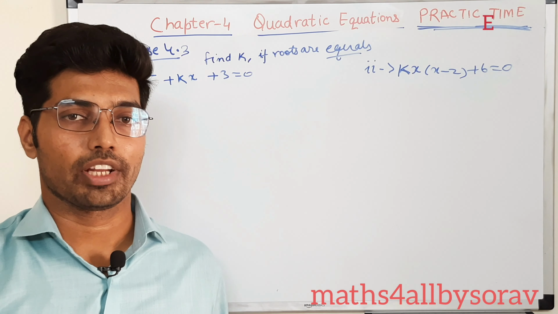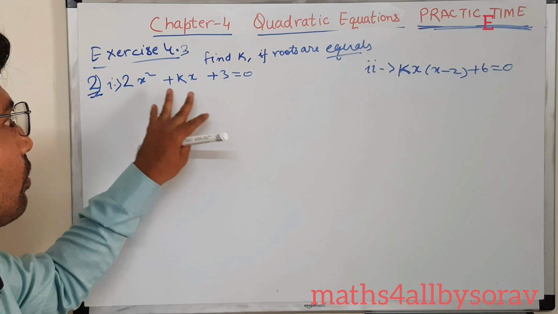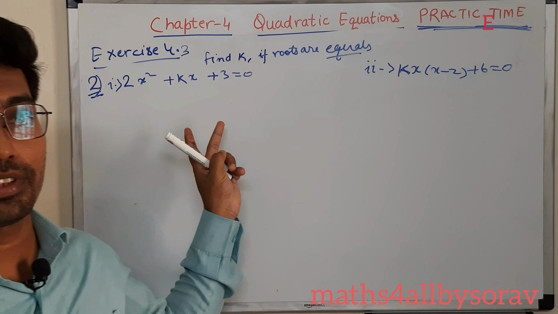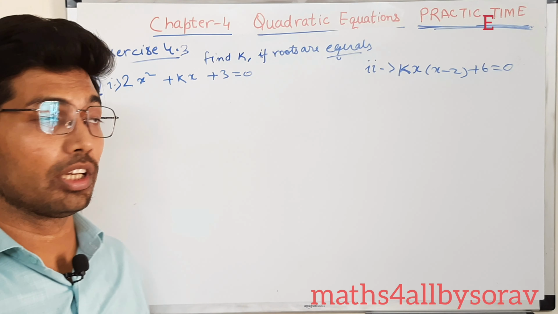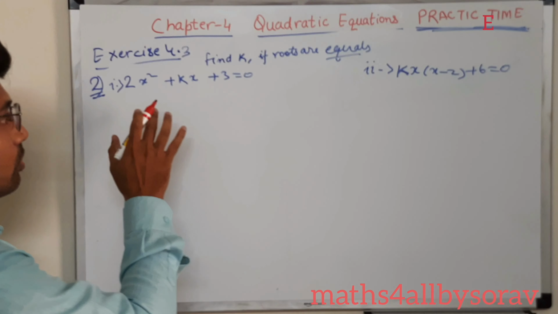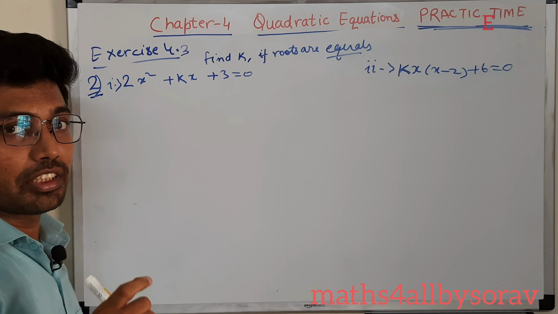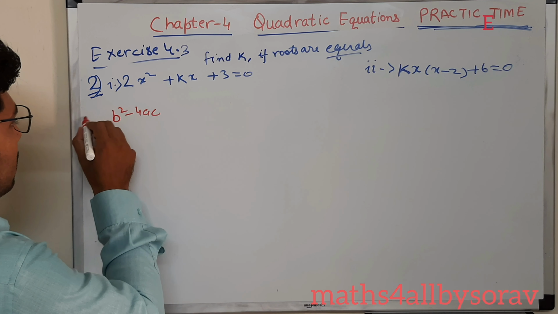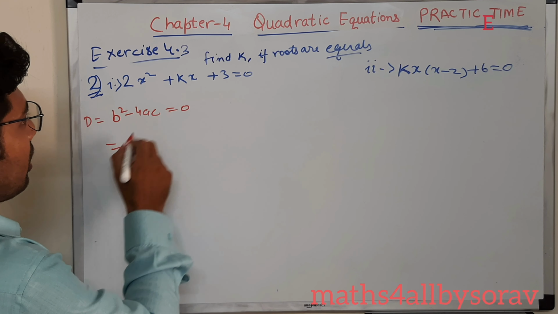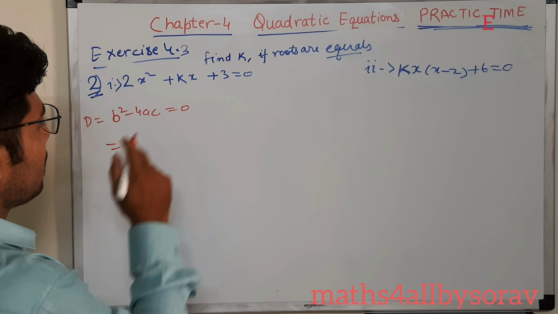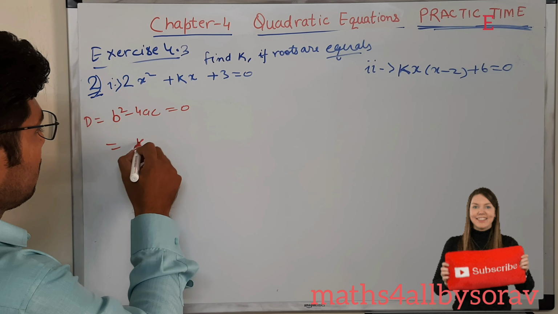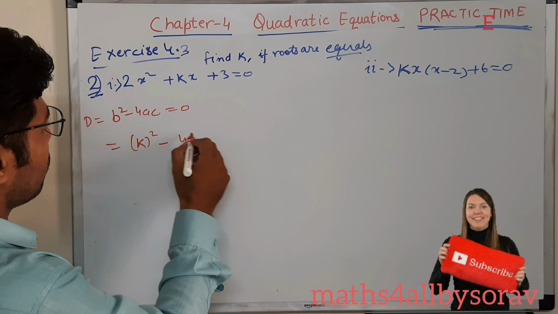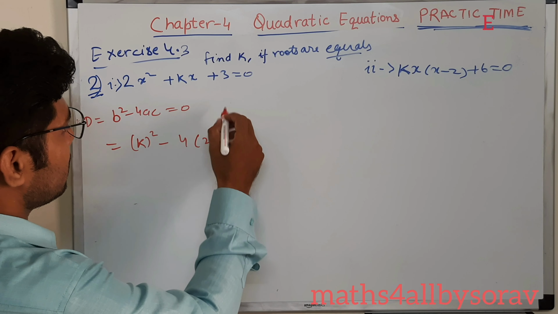Okay guys, now come to our next question. Here we need to find the value of k such that the roots of these two equations will be the same. Now, to make the roots the same, the discriminant should be 0, meaning that b square minus 4ac will be 0. Now put the values of b, a and c here. So b is k square minus 4, a is 2 and c is 3.